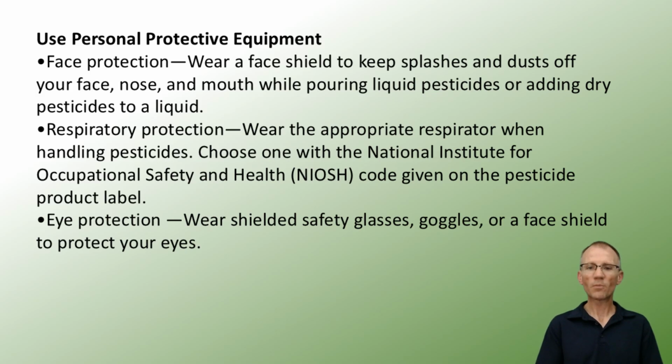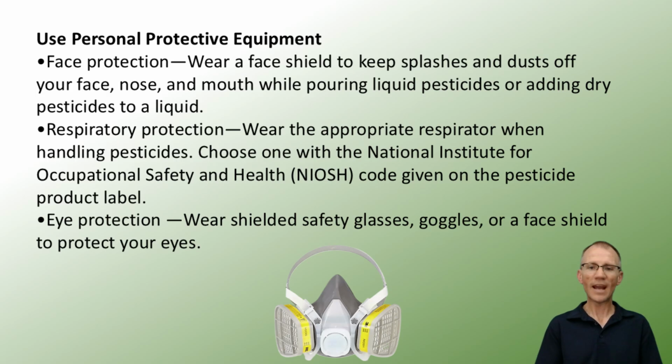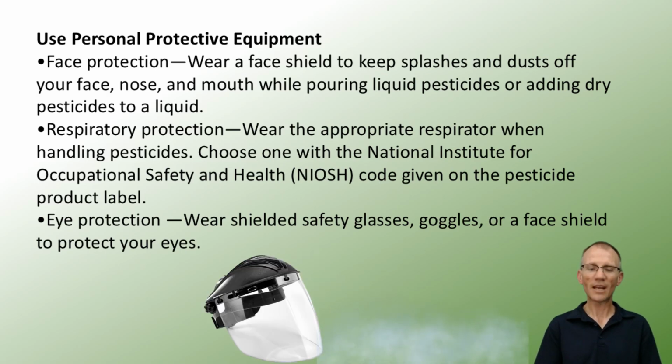When it comes to respiratory protection, you're always going to want to choose a NIOSH respirator. There's going to be a code on each pesticide label showing which NIOSH code you need. So you'll see codes like NIOSH N95 respirators, but just make sure you read the label and understand which NIOSH respirator is approved for that product. When it comes to eye protection, obviously you can wear shielded safety glasses or goggles, but just keeping in mind you still need to wear that face shield to fully protect your eyes.